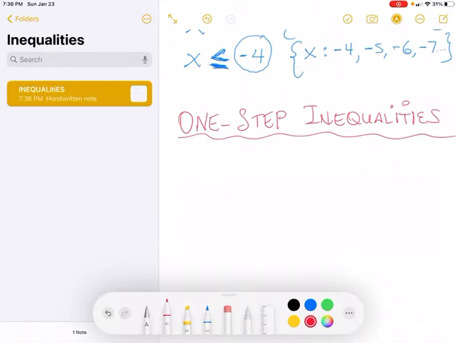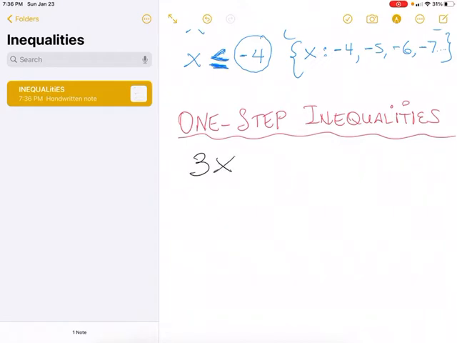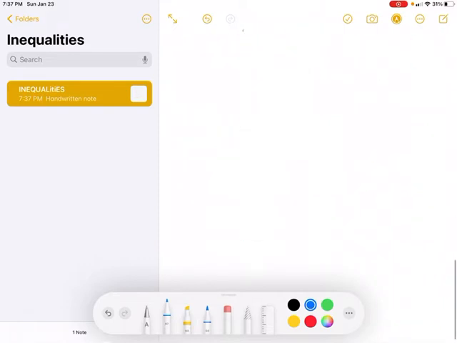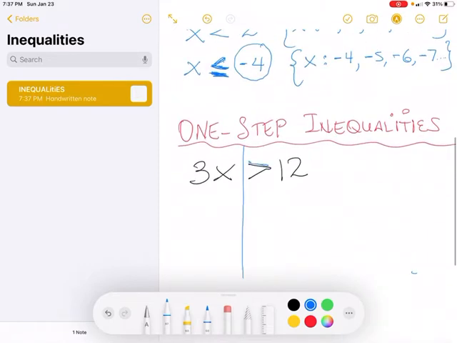One-step inequalities. All right, let's say you have 3x is greater than 12, for example. Okay, so remember when we did the equations, I said we're going to put a line where the equal sign is. Well, in this case, we don't have an equal anymore. Oops, we have the inequality symbol. In this case it is greater than. 3x is greater than 12.